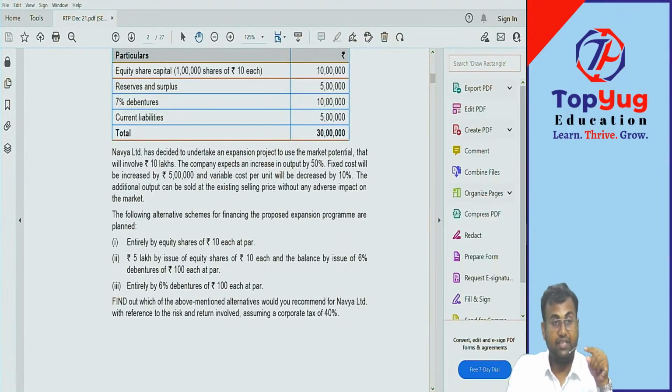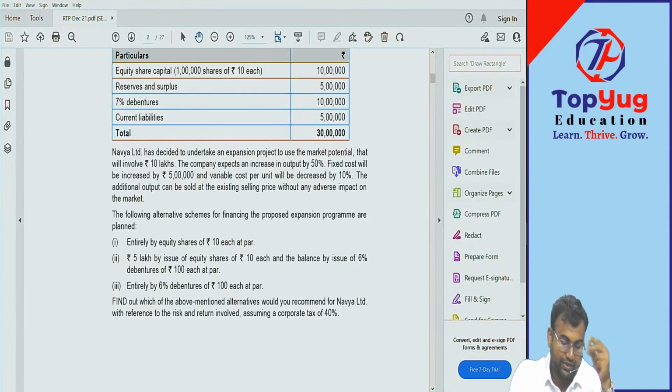Now interest will change if he raises this 10 lakhs by debt, or EPS will change if he raises this 10 lakhs by equity. The additional output will be sold at the existing selling price without any adverse effect on the market. So selling price is going to be 20 and 20. The following alternative schemes for financing the proposed expansion plans are there. Again, 3 schemes he has. We have seen 4 plans.